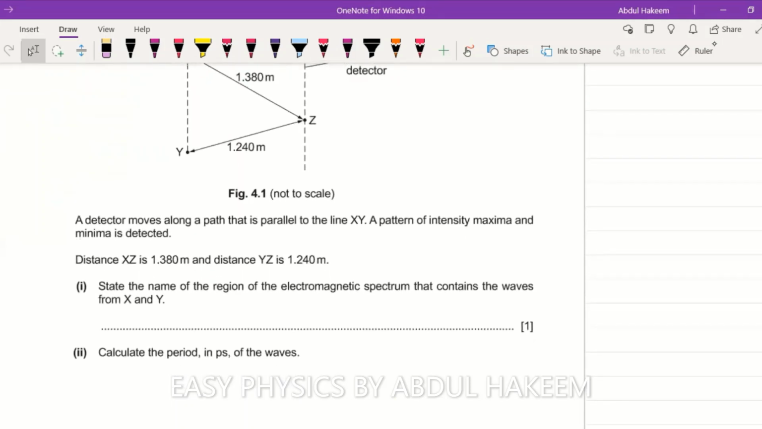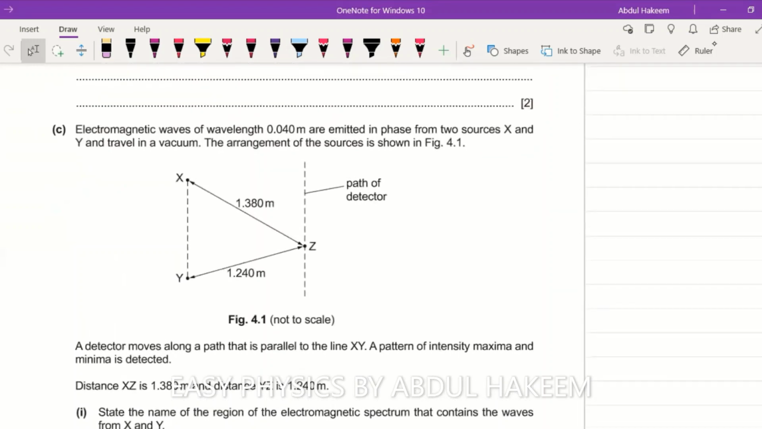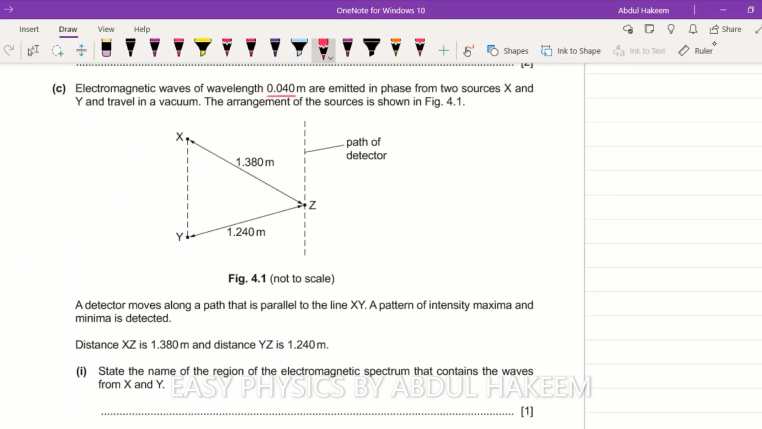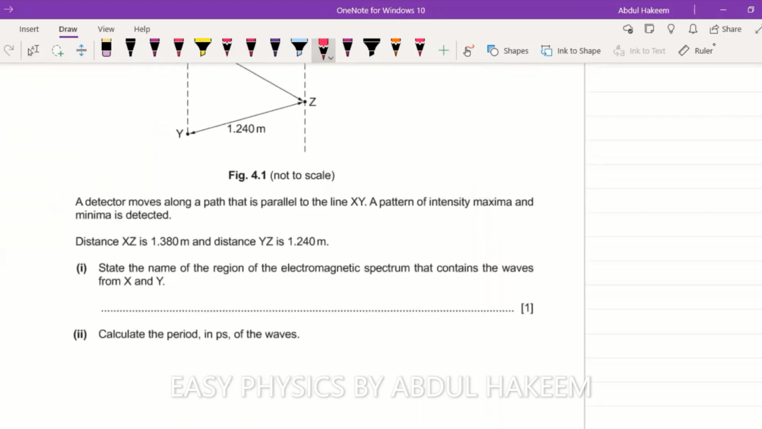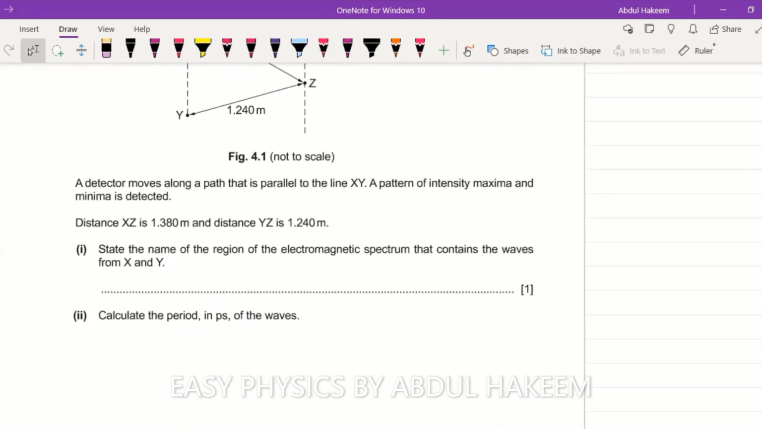State the name of the region of the electromagnetic spectrum that contains the waves from X and Y. The wavelength is given, and by remembering the wavelength ranges, we can determine that this wavelength belongs to, I think, microwaves. So you have to remember the wavelengths from the chart.